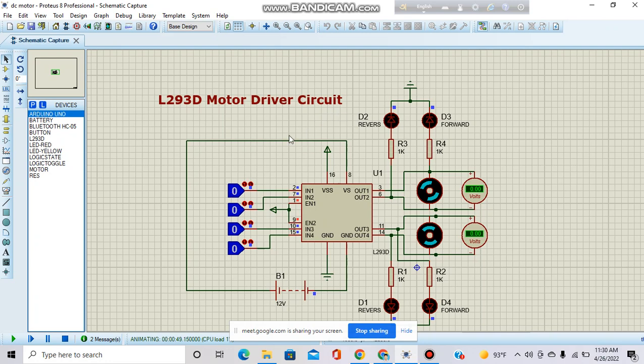Many motor drivers follow different topologies. In this circuit, we will focus on the popular H bridge topology, which is used in the L293D motor driver IC.